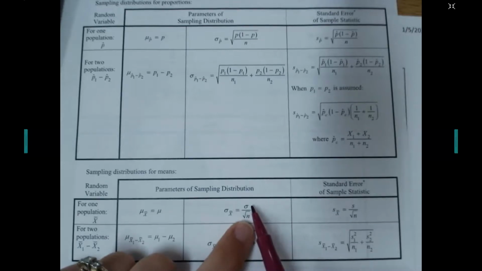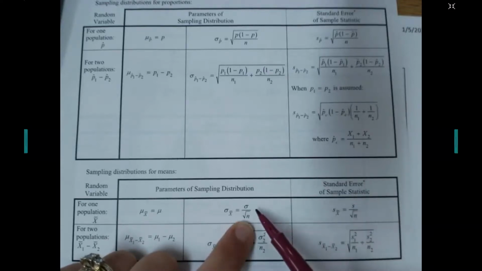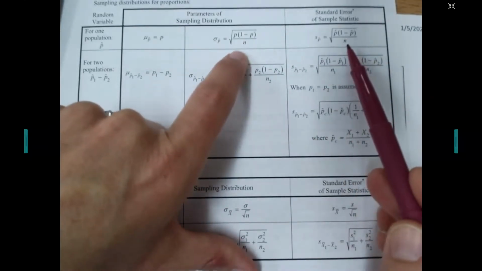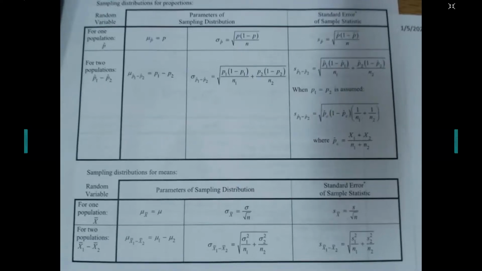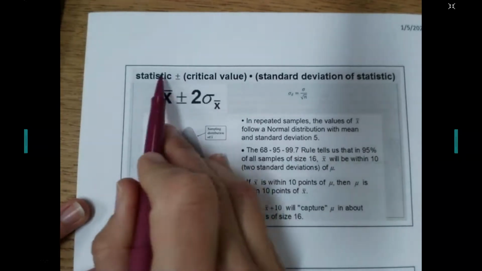Notice how, for means, the standard deviation was the population standard deviation over the square root of n. The standard error is the sample standard deviation over the square root of n. See how the only difference was that we substituted the sample standard deviation in? For proportions, instead of p's, we use p hats in the calculation of the standard deviation. So standard error is just the standard deviation using a statistic in place of the parameter because we don't know it.